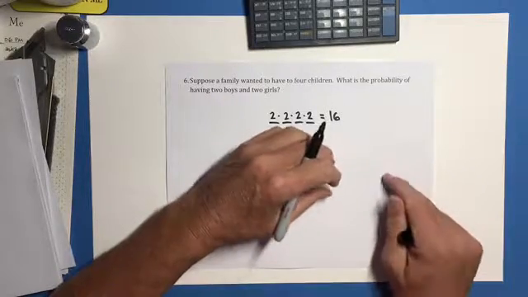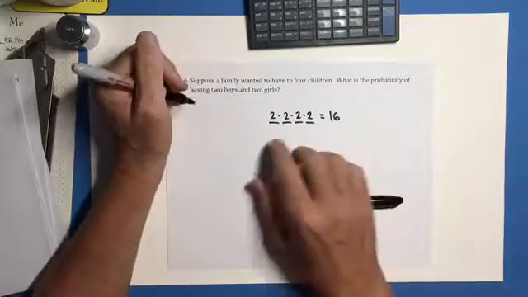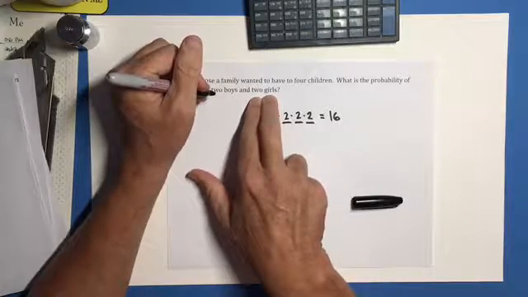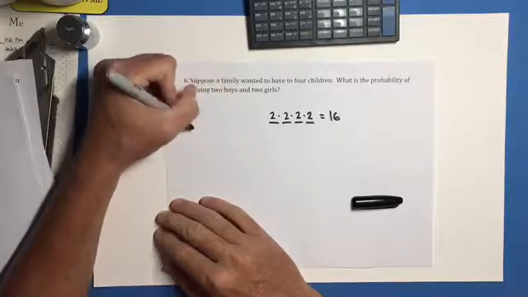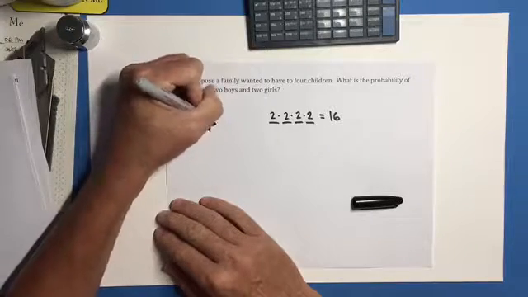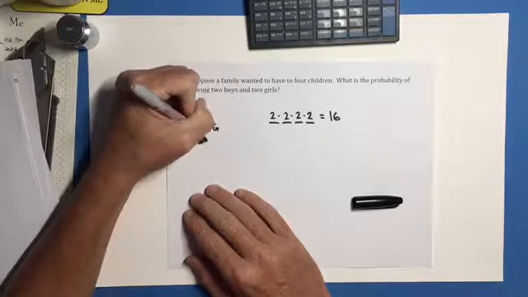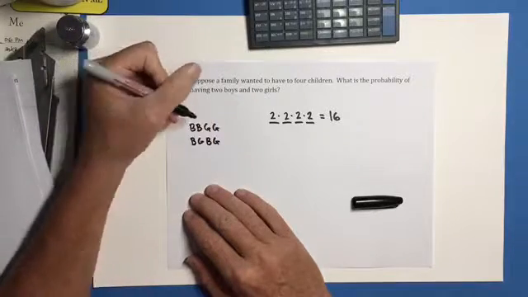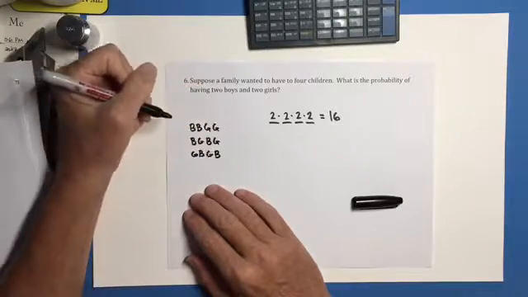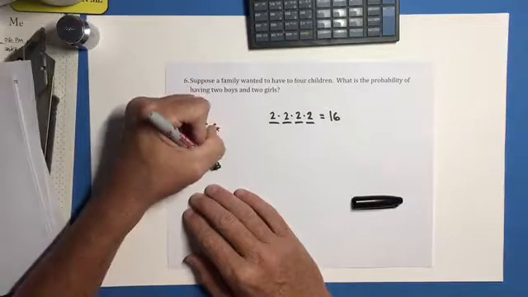All right. So I know my probability is going to be something over 16. The trick now is to figure out how many different ways there are to have 2 boys and 2 girls. Now, we could write this out. We know we have boy, boy, girl, girl. We could have boy, girl, boy, girl. We could have girl, boy, boy, girl. We could have a girl, girl, boy, boy.